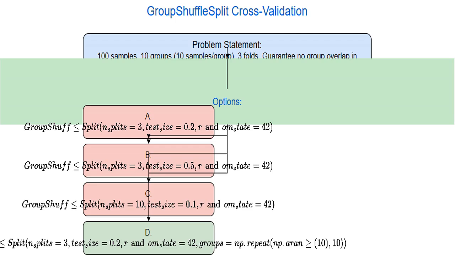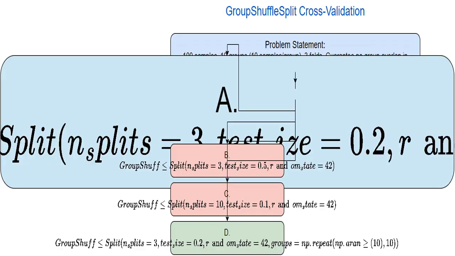This line simply indicates that the following lines present different configurations of the GroupShuffleSplit function, each of which will be evaluated as a potential solution. Option A suggests using 3 splits, with 20% of data in the testing set for each fold. Let's think about this. With 10 groups and 20 samples reserved for testing per split, 20% of 100, the risk of having a group split between training and testing is very high.